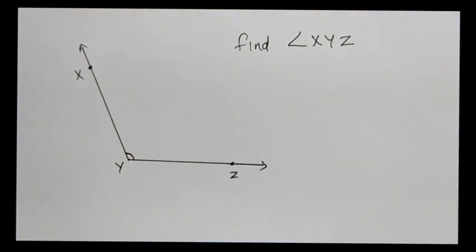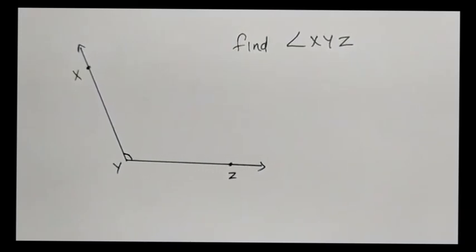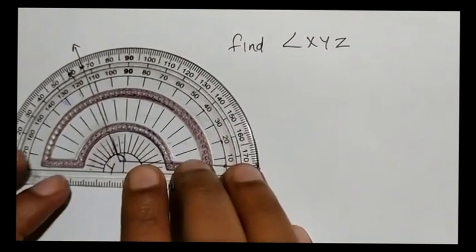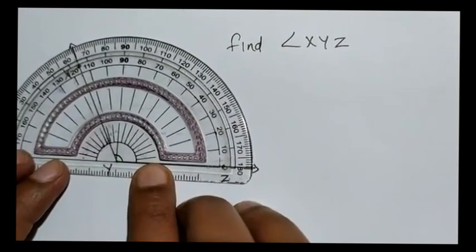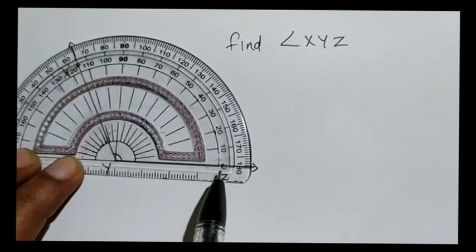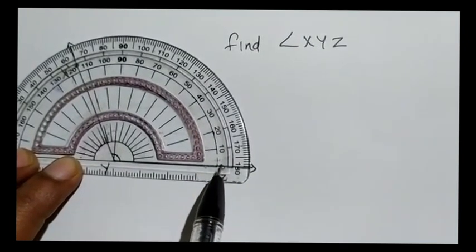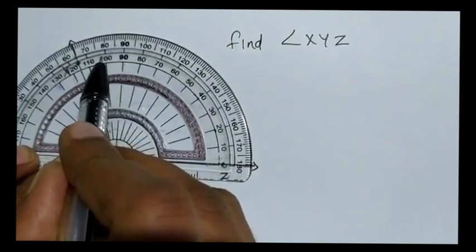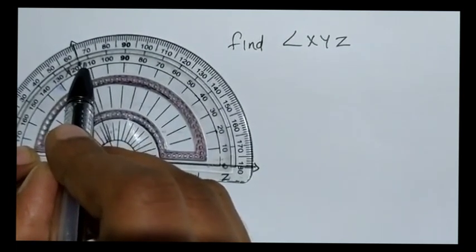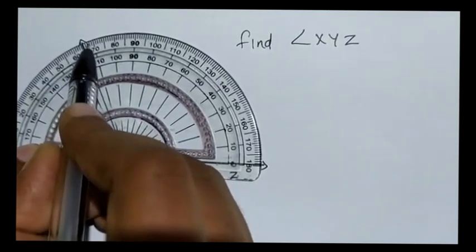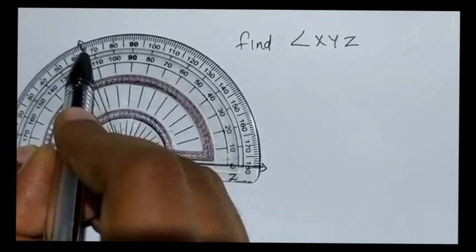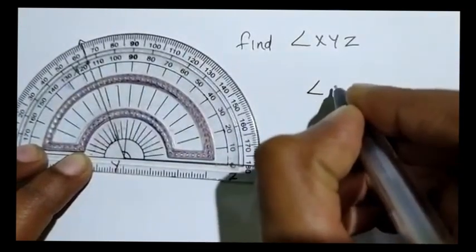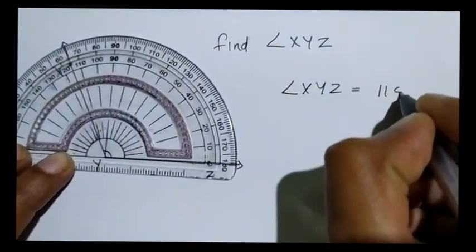Next question, find angle XYZ. We have to place the protractor in such a way that the center coincides with the vertex of the angle. Like this, you have to place the protractor. Then we have to count from 0. Inner scale we are using. So 0, 10, 20, 30, 40, 50, 60, 70, 80, 90, 100, 110. After 110 we have 111, 112, 113, 114, 115. So this measurement is 150 and angle XYZ equals 150 degree.